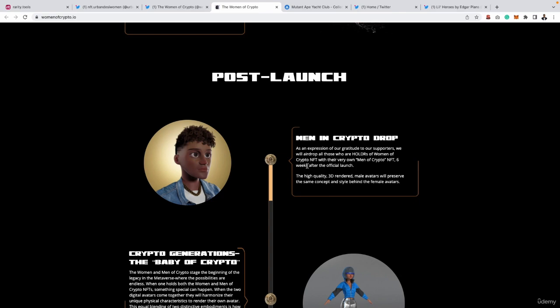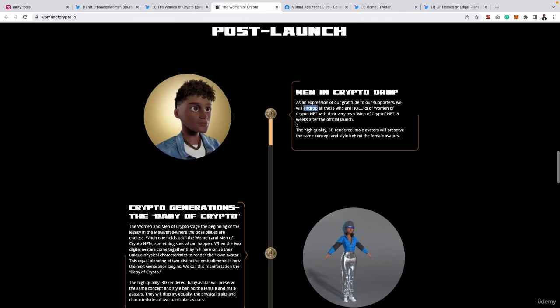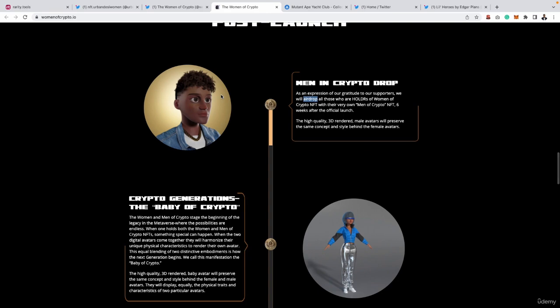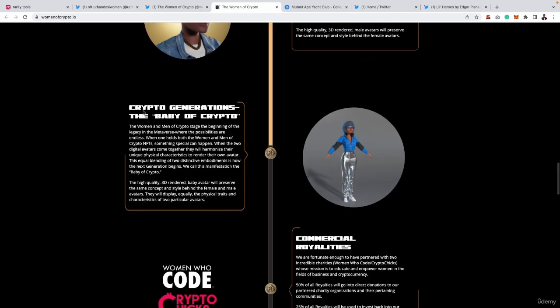Okay, this is really, really cool. So basically, if you buy one of these Women of Crypto NFTs, 6 weeks later, you are going to receive a free NFT, which is basically what airdrop means, and it's going to be of a man in crypto, or men in crypto. So that's pretty cool. If you buy one of these NFTs, you are going to get a free one in return just for supporting them. So this is the roadmap. This is what we call the roadmap. What are they planning to do with the whole project? And we also have further details down below.